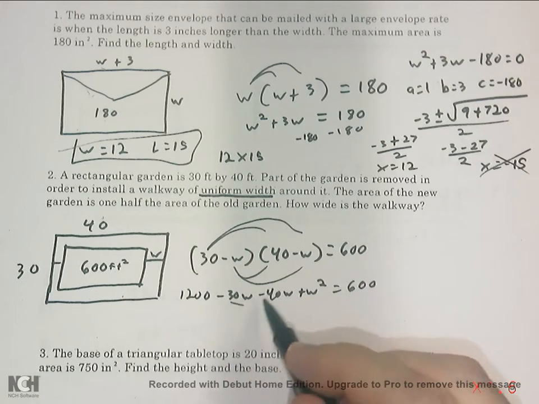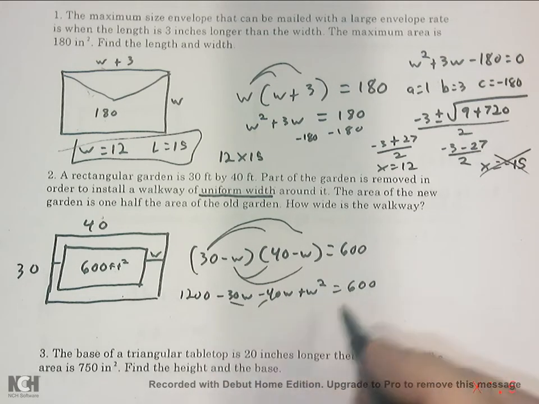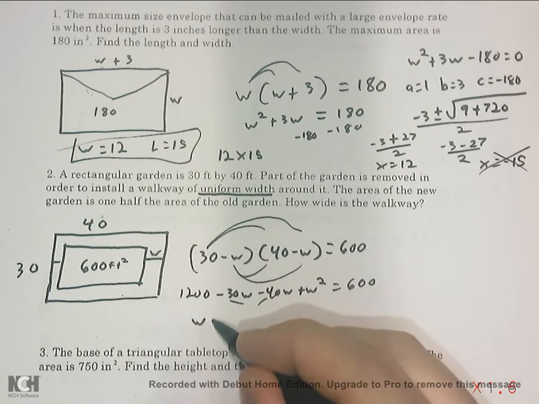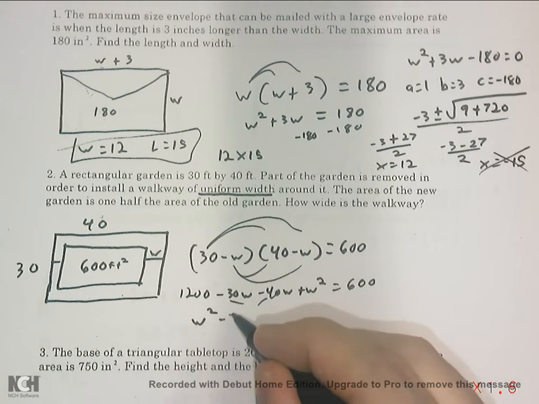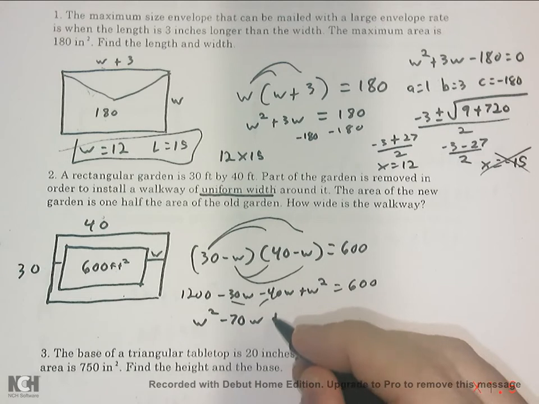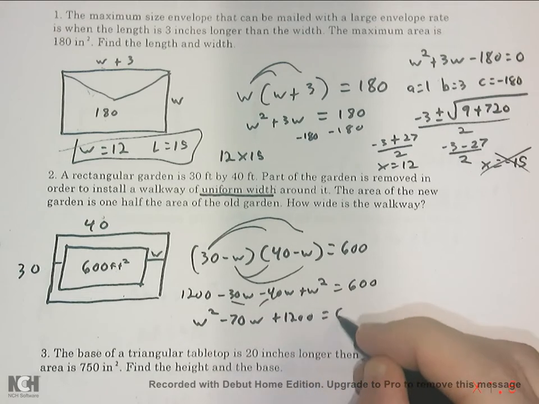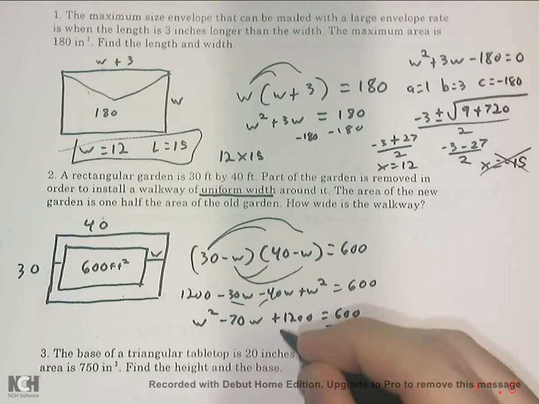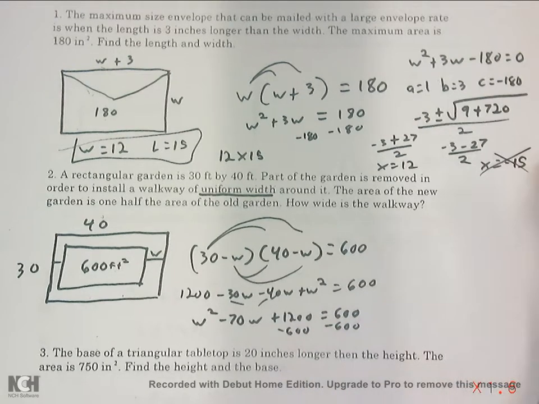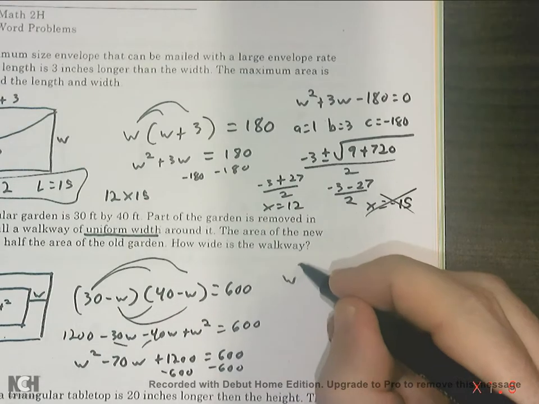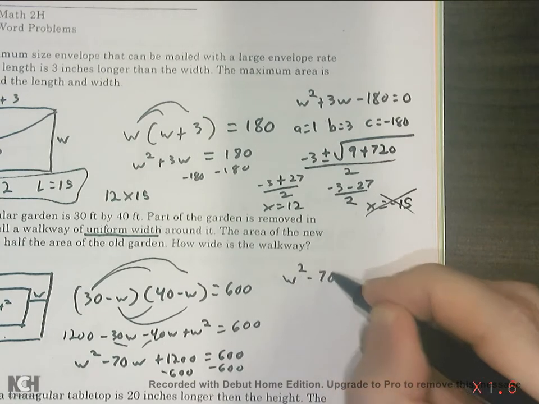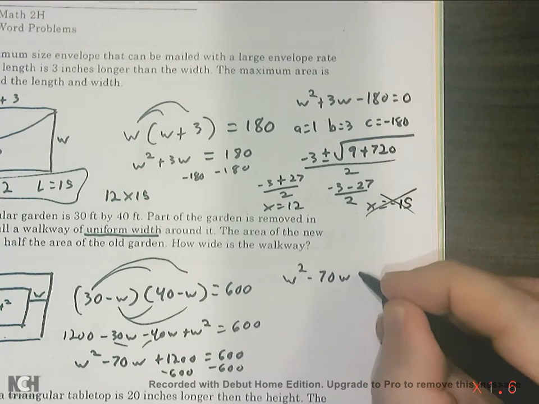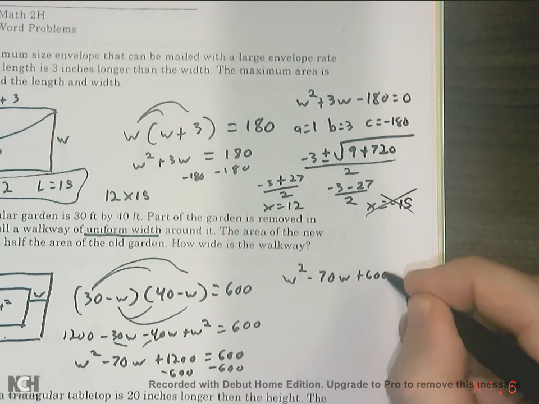So we're going to combine our like terms. I'm going to reorder it so it's in the normal form. So W squared minus 70W plus 1,200 equals 600. Still not quite there. We need to move the 600 to the other side so it's equal to 0. And we're going to get W squared minus 70W plus 600 equals 0.